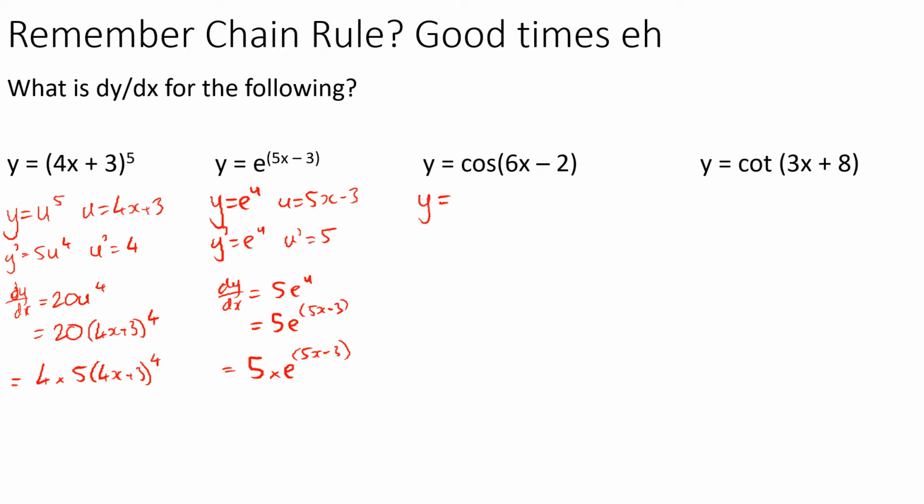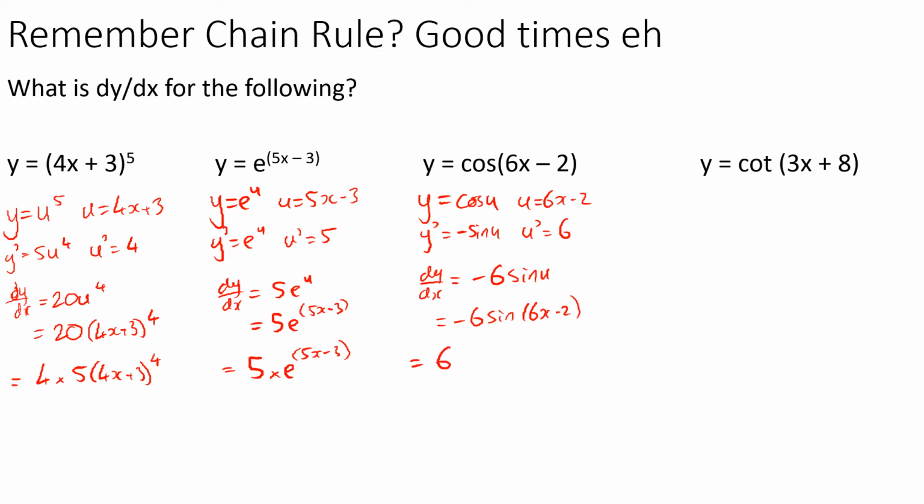What about the next one? Well, we're saying y is cos u, where u is 6x minus 2. Differentiate them both. Cos goes to minus sine, remember. U goes to 6. Multiply them together, and we've got minus 6 sine u, which is minus 6 sine of 6x minus 2. I'm going to split that and say we've got 6 lots of minus sine 6x minus 2.